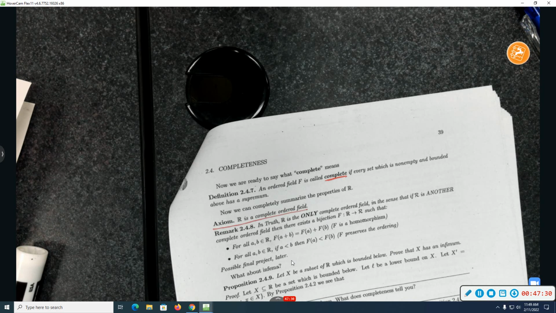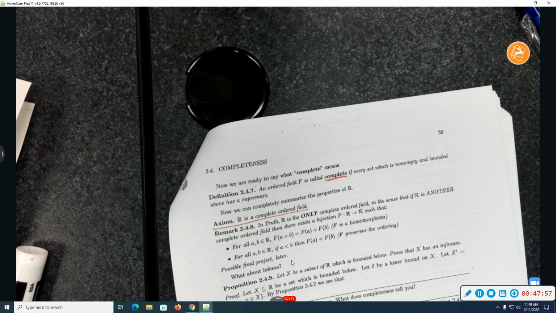And in fact, maybe I'll close with this remark. In truth, the real numbers are the complete ordered field. There's only one complete ordered field, and so it is the real numbers. Is that by axiom, or can you prove that? Remark 2.1.8: it is provable.